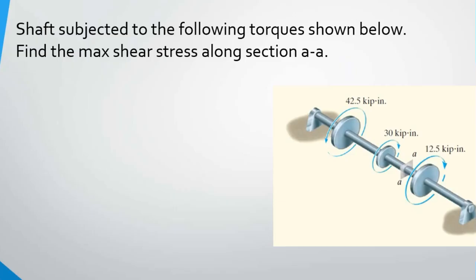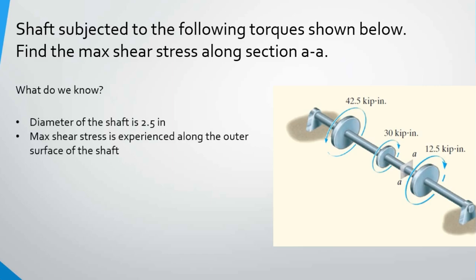So let's see if we can better understand torsion through this example shown here. We have a shaft subjected to the following external torques: 42.5 kip-inch, 30 kip-inch, and 12.5 kip-inch. And we want to find the max shear stress along section AA.